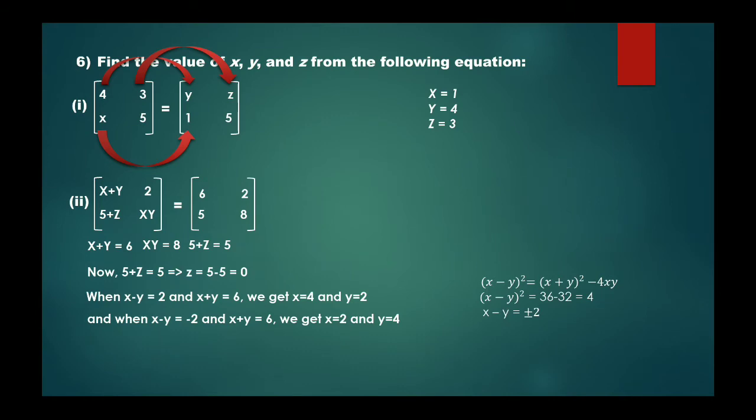So let's get to our final x, y and z values. We have x is 4, y is 2 and z is 0, or x is 2, y is 4 and z is 0. Let's see our next question.